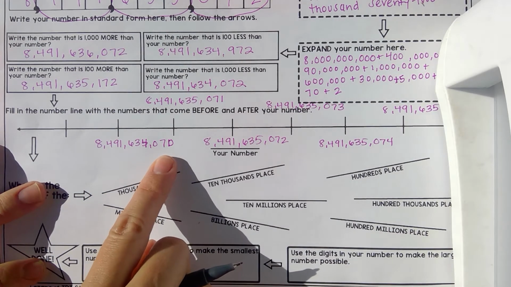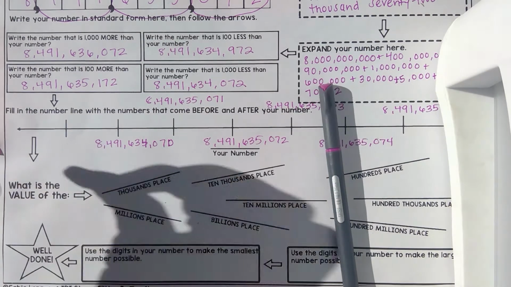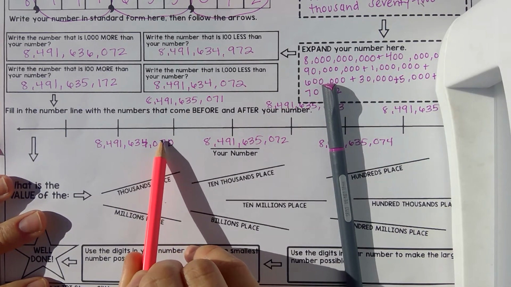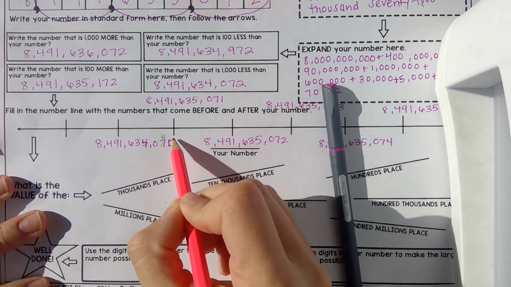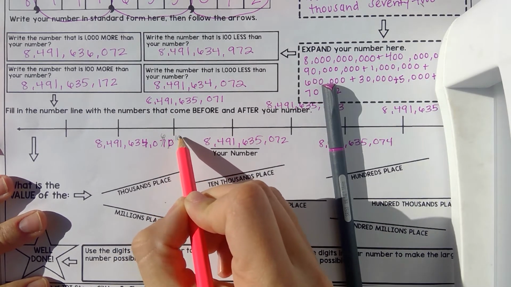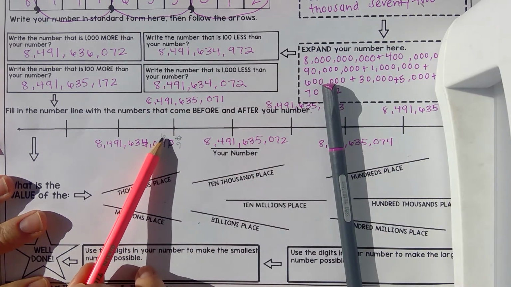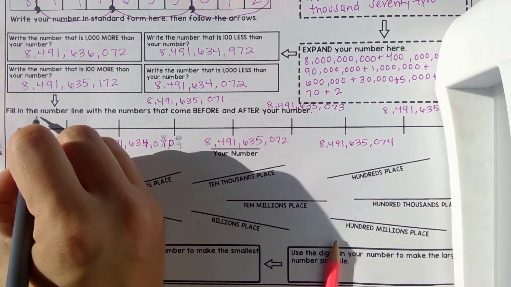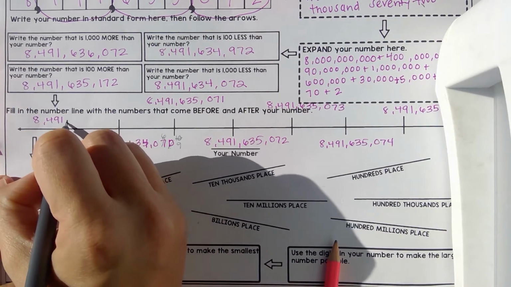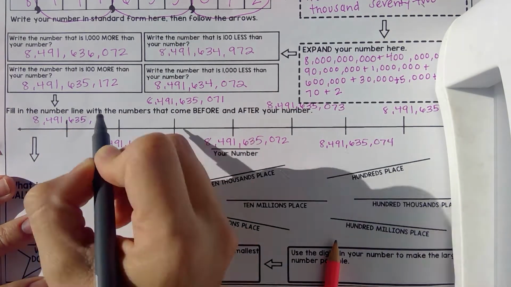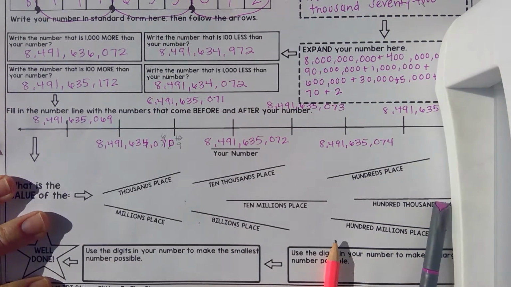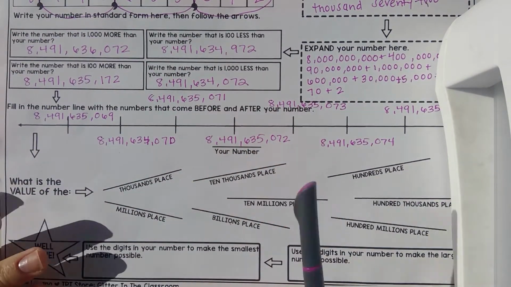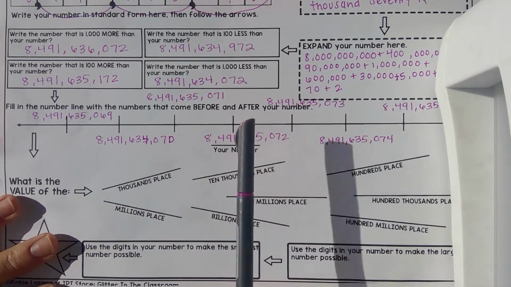This is where it gets a little tricky. If I cannot have anything less than 0, which I can't in place value, I have to borrow from the 10s, which would make that a 6, and then that would make this have 10 1s. 1 less than 10 would be 9. So this would actually go to a 6 and a 9. So let's write that right here. 8,491,635,069. I'm going to erase this because that's not that number. That one should have ended in a 7 and 0. So there's my number line with before and after numbers.